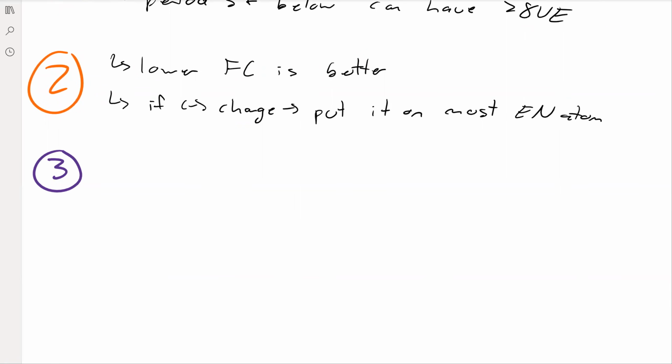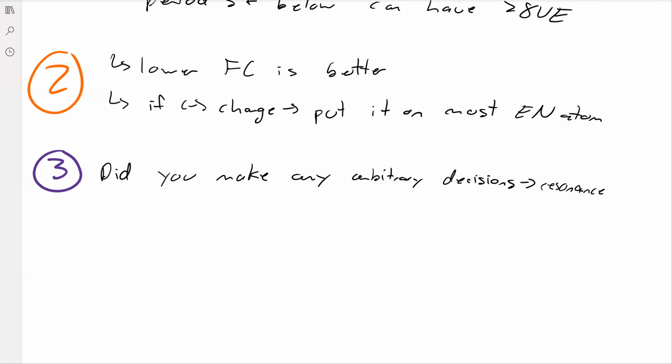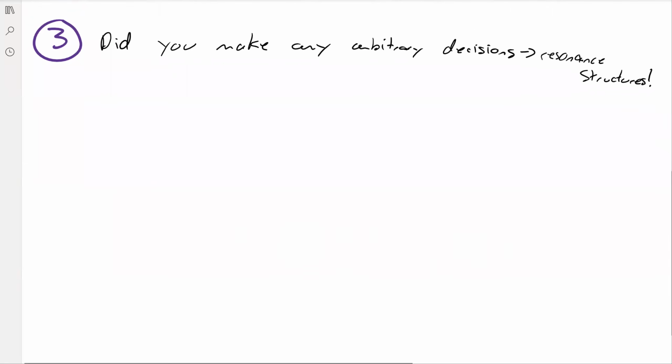And then there's a third thing to consider, and that's you have to ask yourself, did you make any arbitrary decisions? Did you turn a lone pair into a double bond for no other reason than you wanted to? I'll show you examples here shortly. If you did, that means that resonance structures exist. That's kind of a confusing statement, but when you see some examples, I think you'll get it.